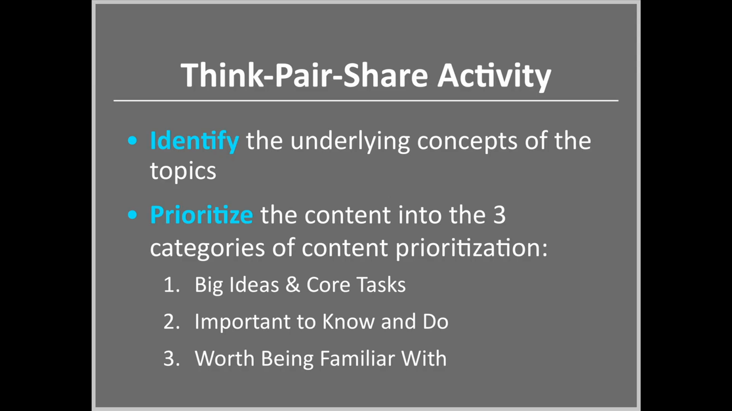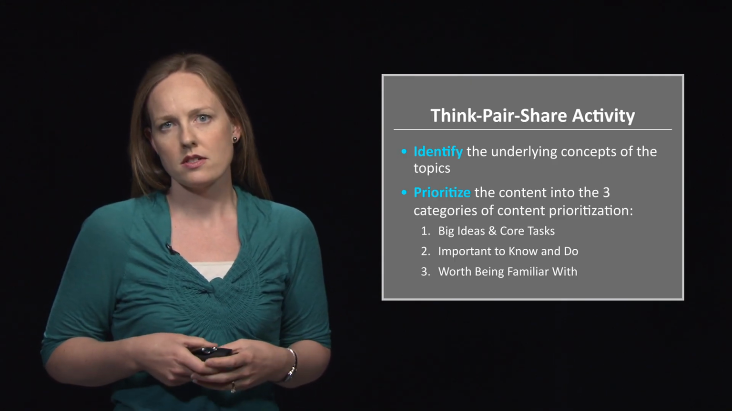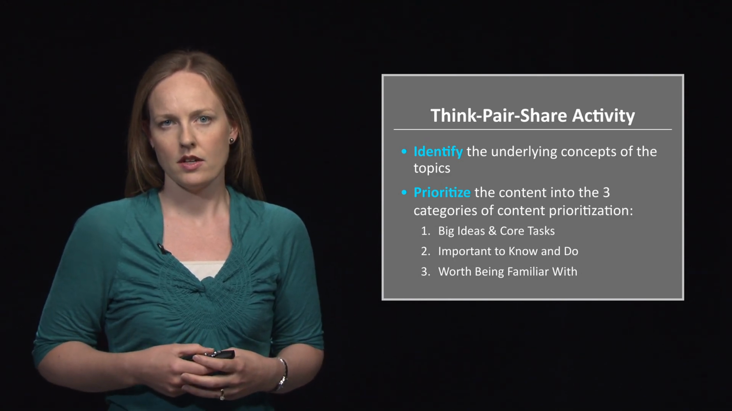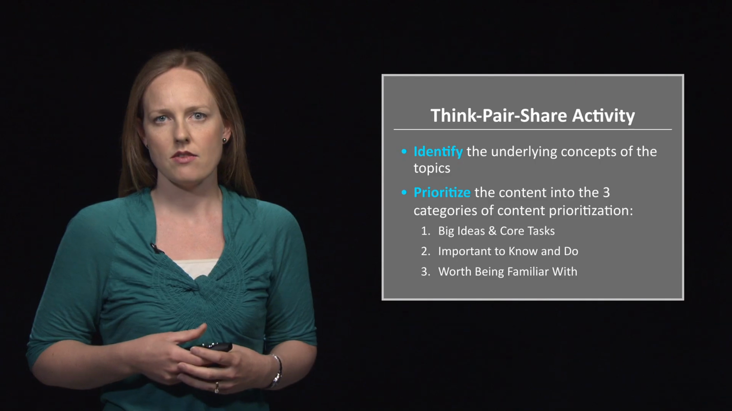In this activity, you will have the opportunity to prioritize content for a course that you teach or would like to teach. First, work on your own and identify the underlying concepts in the list of topics that you generated as part of the pre-session assignment. Then prioritize the content into the categories of content prioritization: the big ideas and core tasks, important to know and do, and then the worth being familiar with. Once you prioritize the content for your course, work with one other person to share and refine your content prioritization. Pause the video now to complete the activity.